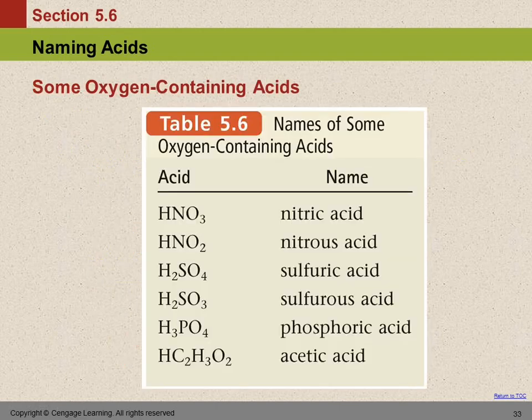So these are some common acids: nitric acid and nitrous acid. So there we see them right next to each other. The difference in their formulas is 1 oxygen. This is nitric, this is nitrous. This comes from nitrate ion, and this comes from nitrite ion. Sulfuric and sulfurous. This is from sulfate, this is from sulfite. The difference is 1 oxygen. Phosphoric acid comes from phosphate, and acetic acid comes from acetate.